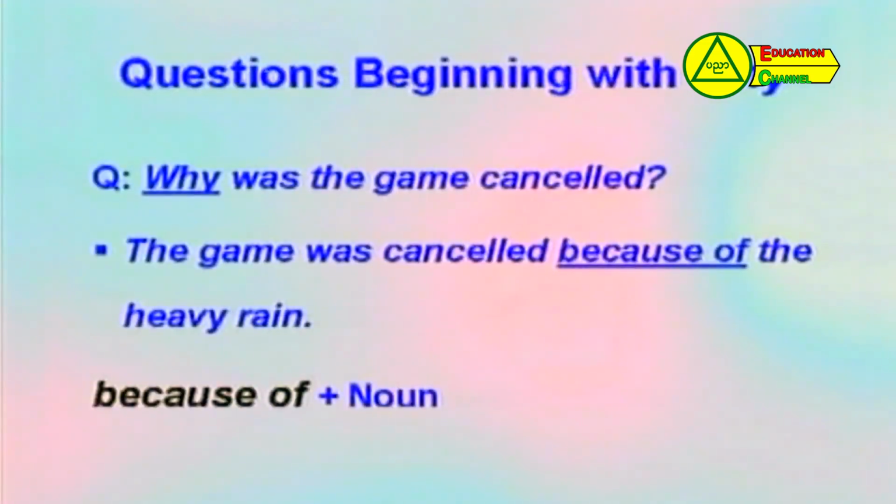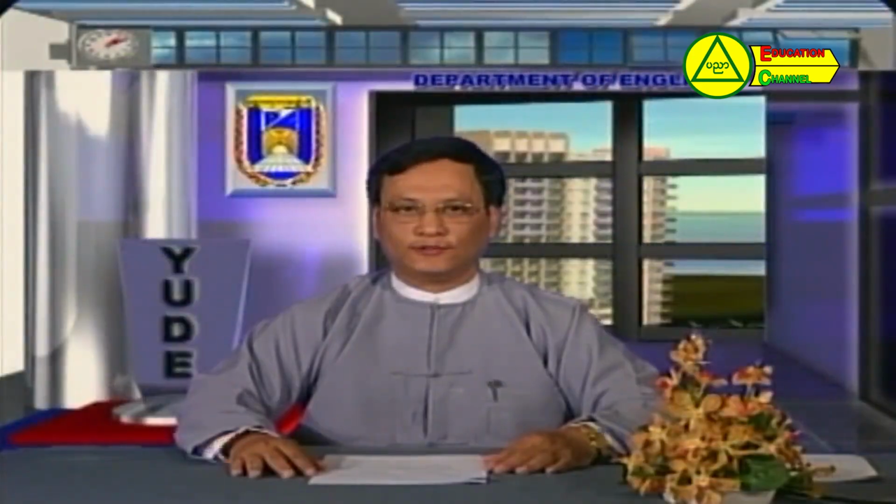I'll give you one more example. Why was the game cancelled? The game was cancelled because of the heavy rain. Because of is usually followed by a noun. To sum up, you can use 4 types of conjunctions and prepositions, such as because of, to, and so that, when you answer the questions that begin with why. Are you with me so far?